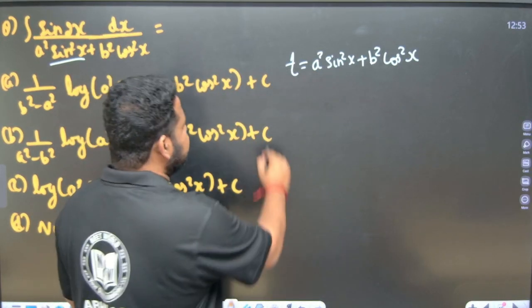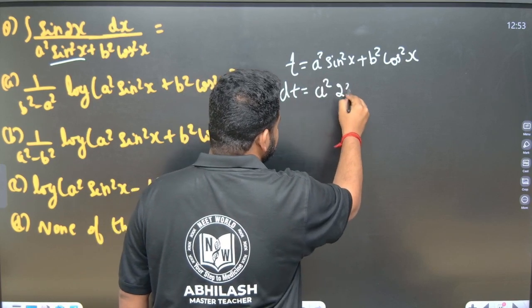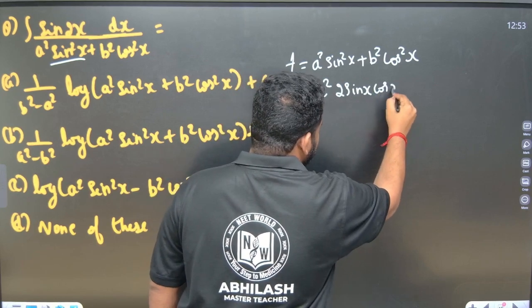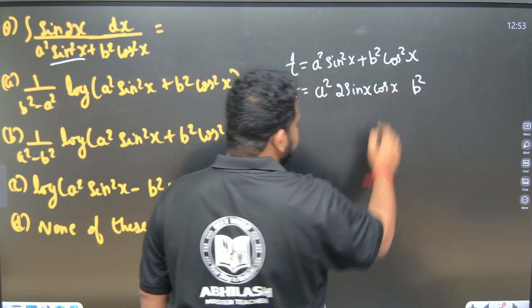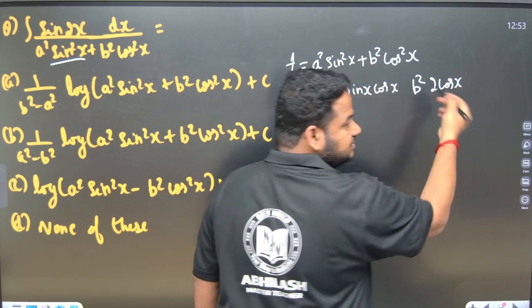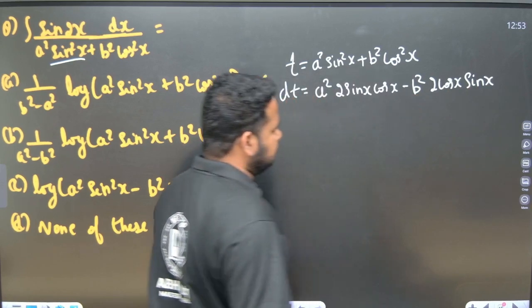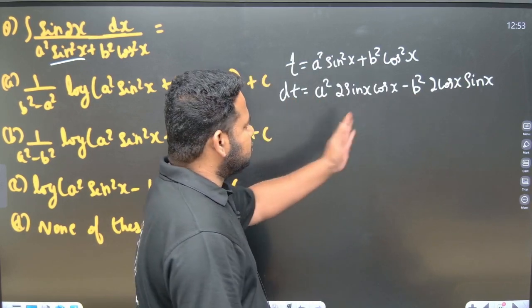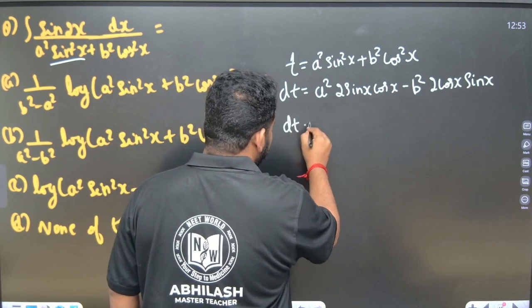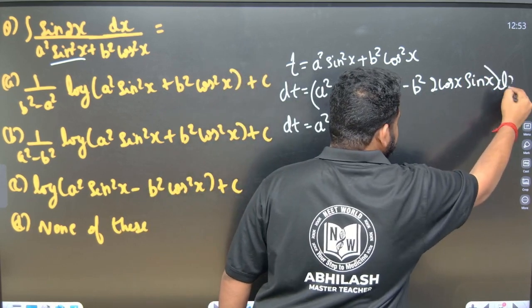Alright, I have taken the entire denominator as t. So dt will become a square into the derivative of sin square x, which is 2 sin x cos x, plus b square into the derivative of cos square x, which is 2 cos x into minus sin x. Now 2 sin x cos x is nothing but sin 2x. So dt will be equal to a square sin 2x dx.